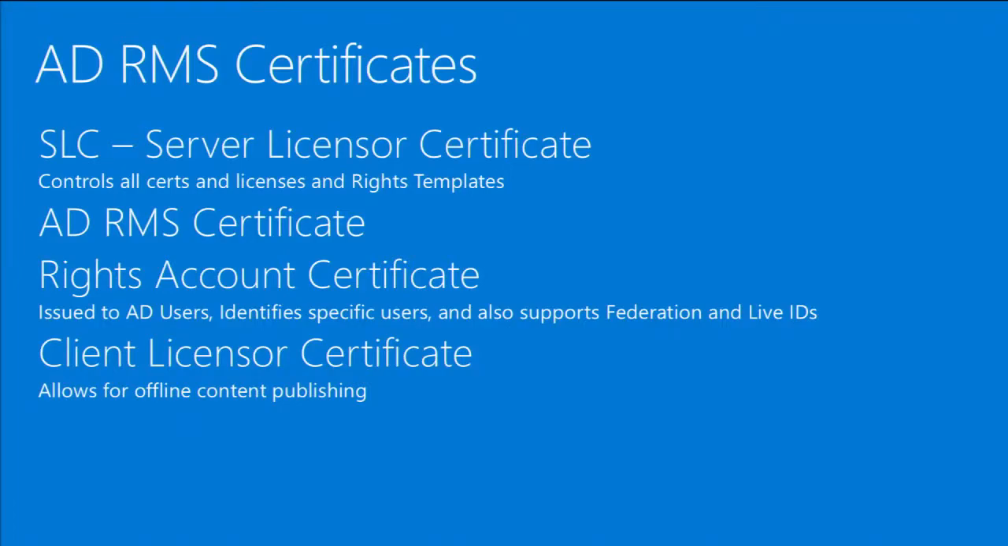And you'll also notice there that the cool thing about the rights account certificate is that it supports federation. It also supports the Live ID, Microsoft account, or whatever we call it for our online account name. It also has a client licensor certificate, which means if you're not connected to the network, you're still able to protect your documents while they're on your client machine. For example, I'm online and offline a lot with my laptop, so that's one of the things to be aware of.